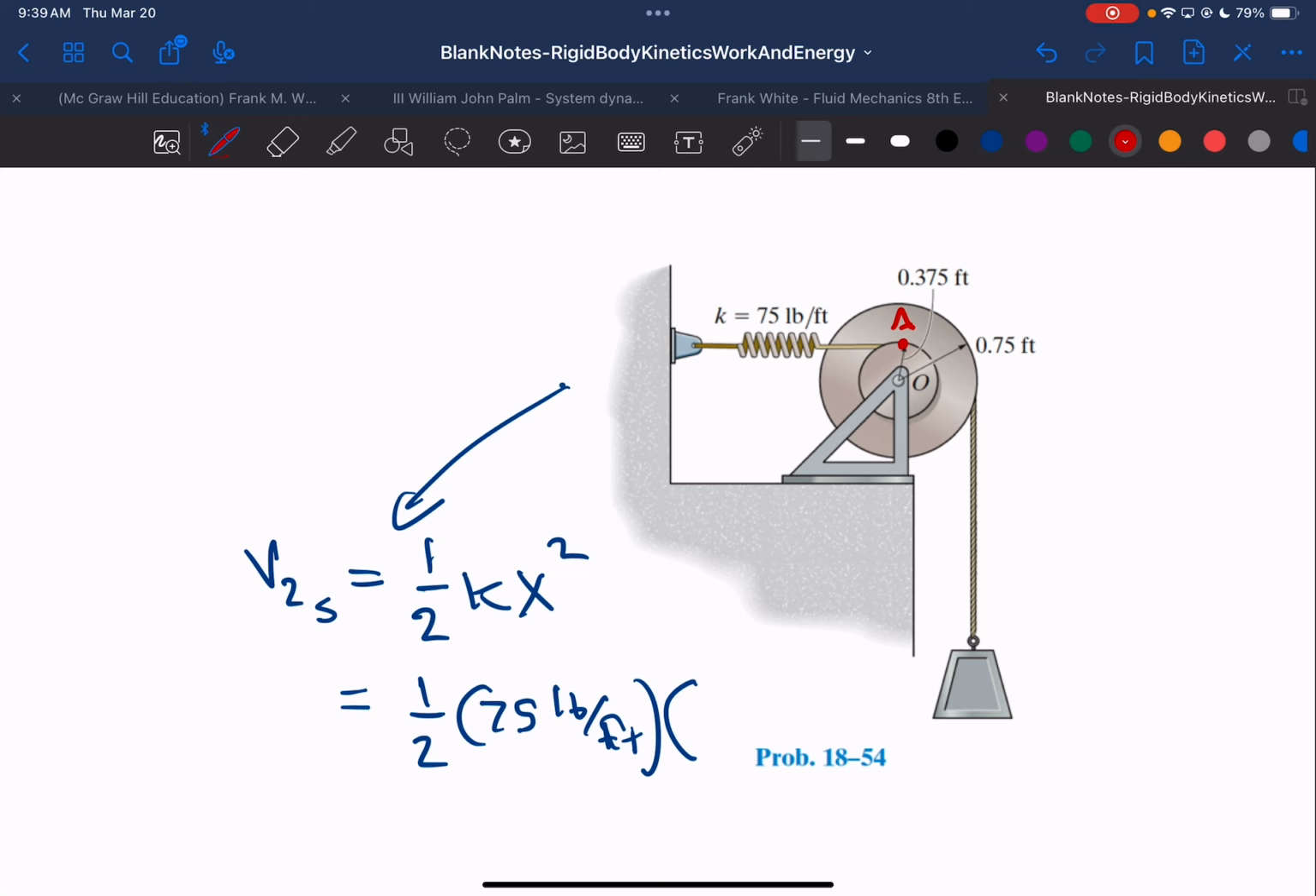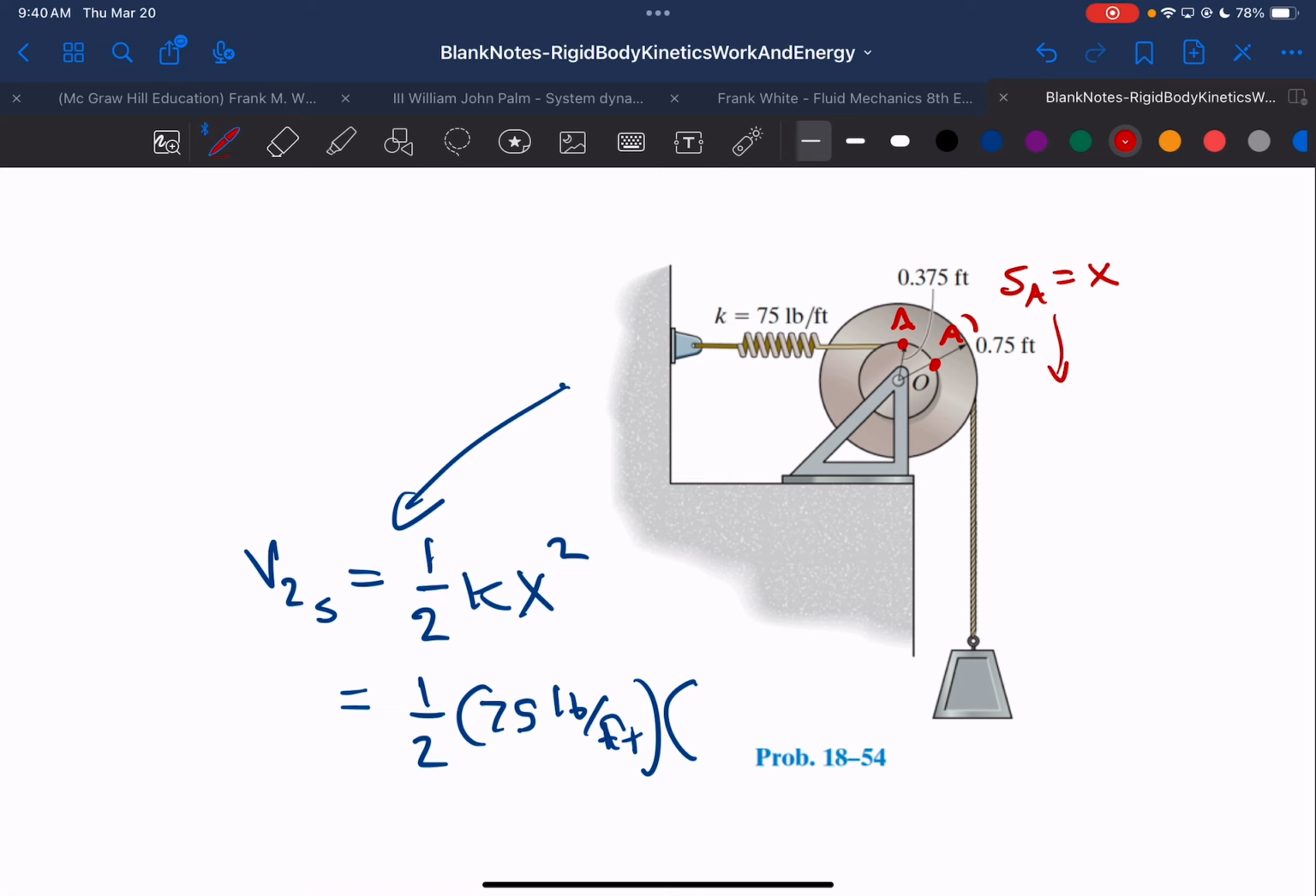Let's say in state 2, it rotates and it shifts to A prime. And then the change in my displacement, how much my spring stretches, is simply just the change in position of my point A. Do you guys agree with that? How much my spring will stretch is just the change in position of my point A. So I can say that SA is equal to the displacement of my spring stretching.